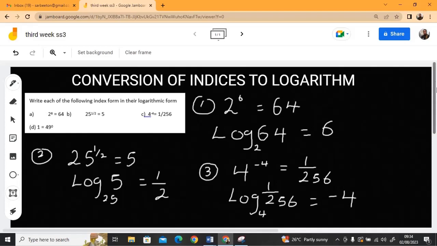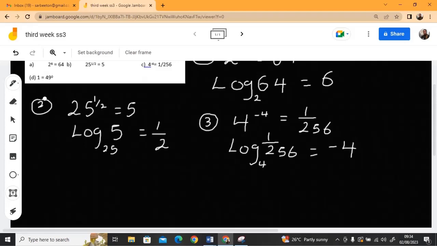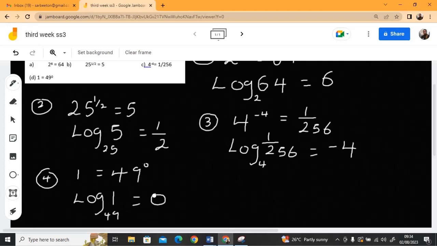And now let's look at the last one. So the fourth one, we have 1 equals 49 raised to the power 0. Which one does not have an index, does not have a power at the top? This one. So you add log to it, log 1. This base here, we are going to put it at the bottom of this space. Then everything is equals to the power, which is 0. So this is how to convert from index form to logarithm form.